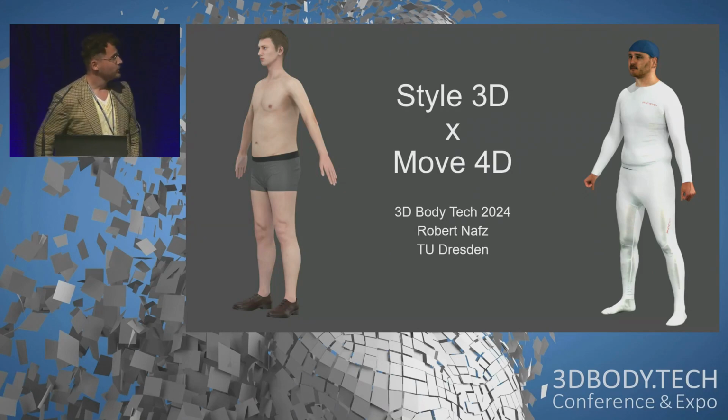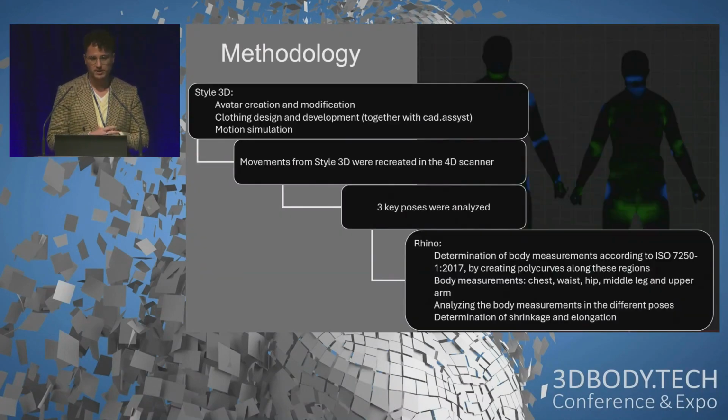What we can see on the first slide is myself scanned in the Move4D scanner, and we can see a Style3D avatar which is graded based on my measurements. We have a look at the Style3D avatar, modified the avatar based on my measurements, and just animated it. We are able to do clothing design and development.